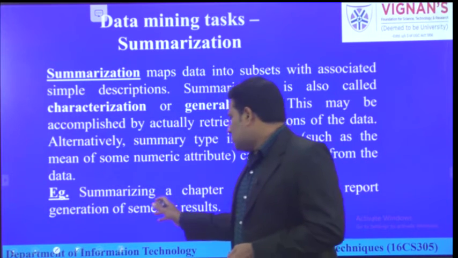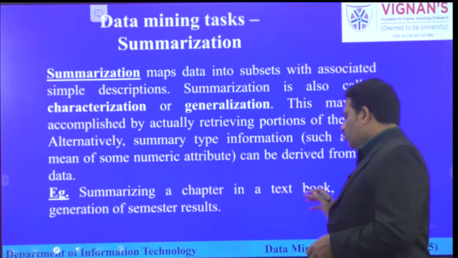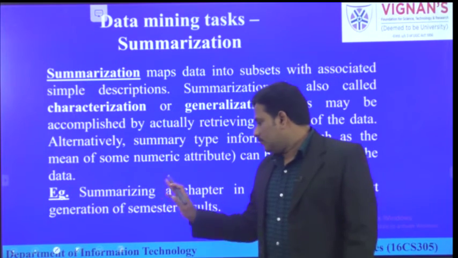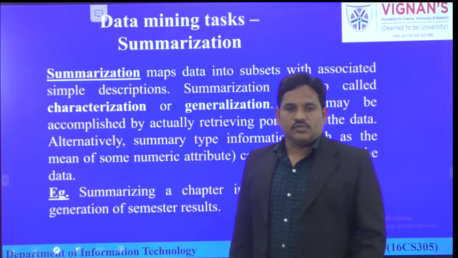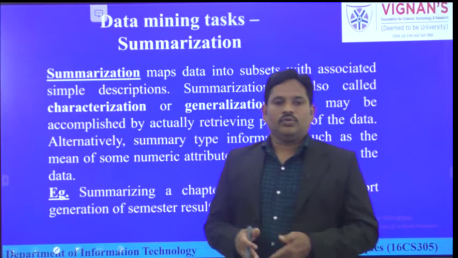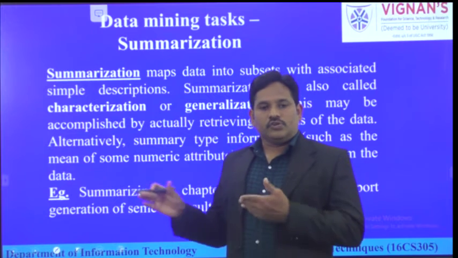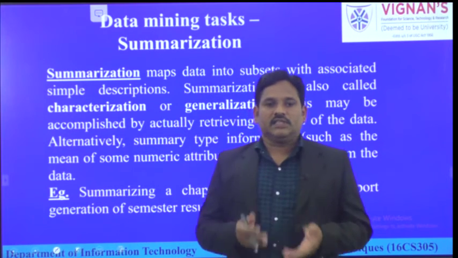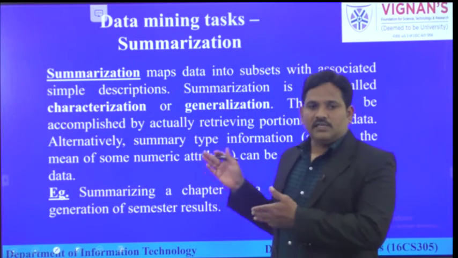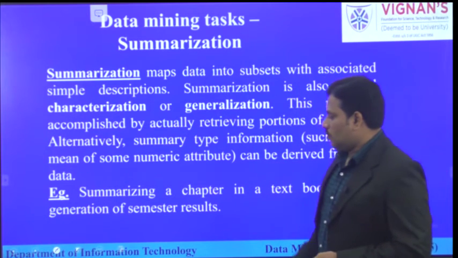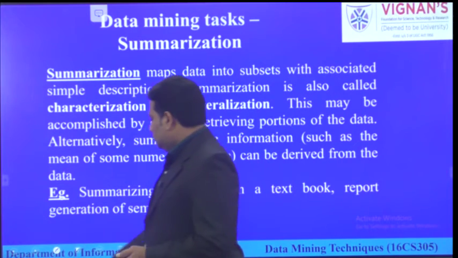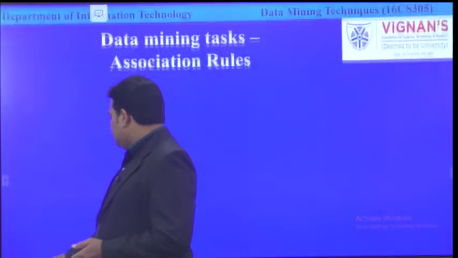That is called summarizing a chapter in a textbook, or generating a report of semester results. When results come out, we want to generate a report based on them. This is called summarizing the data. If the original data is not available, there is no question of summarization. So this is one example of descriptive modeling.